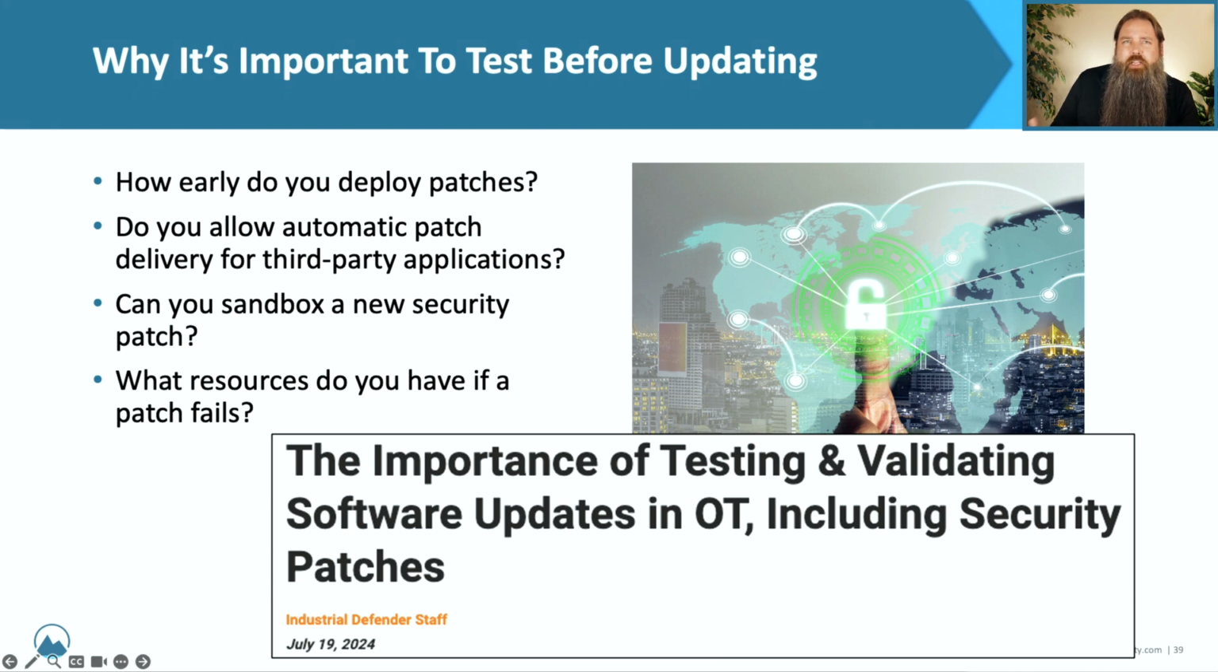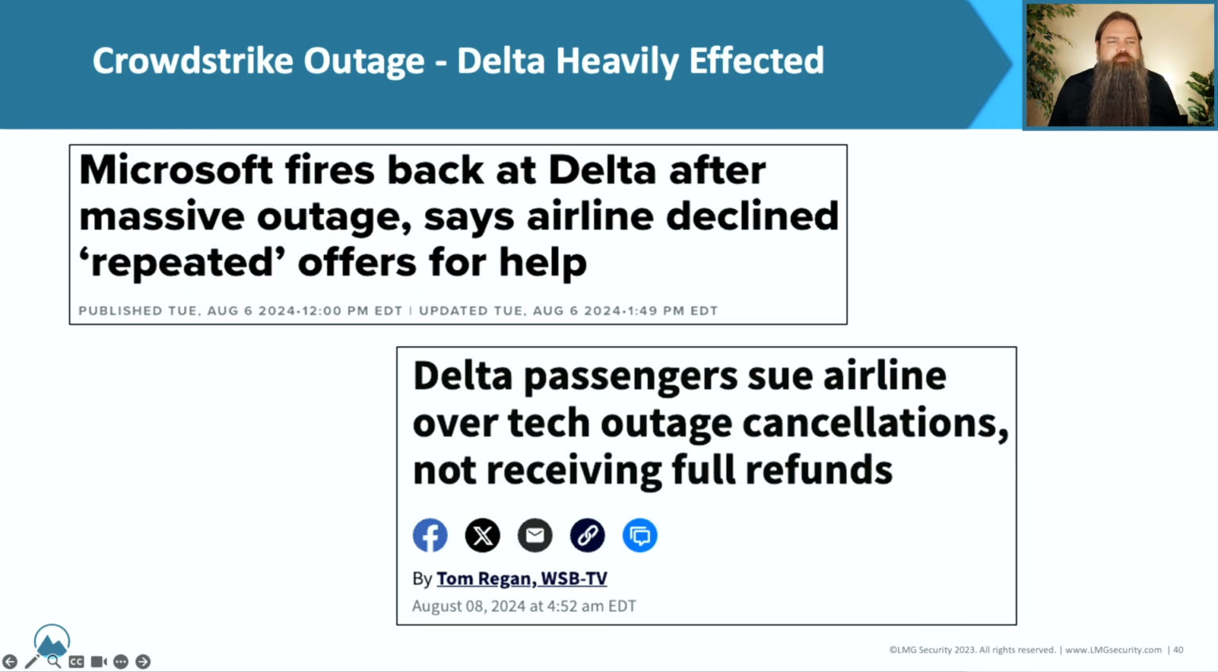So when you think about your patching schedule and updating security software, especially things that are hooked deep into your operating system, something like CrowdStrike, you need to think, how early do you deploy patches? I mean, do you just automatically deploy as soon as the vendor sends it, or do you sandbox that patch first? Do you allow automatic patching on these third-party applications? And then what resources do you have if a patch fails? This should all be included in your incident response plan, and it should, again, be something that you test periodically when you're looking at things like disaster recovery.